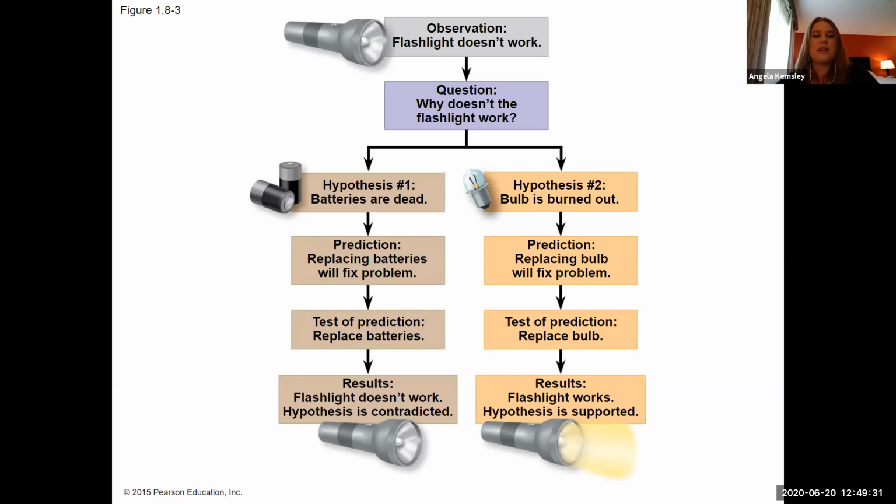So for hypothesis number one, we're going to replace the batteries. Then we're going to turn it on, see if it works. For hypothesis number two, we're going to replace the bulb, turn it on, see if it works. And if you replace the batteries and the flashlight doesn't work, then we're going to reject that hypothesis. If it does work, then we will, what we call fail to reject, which is kind of like accept our hypothesis. And we'll do the same thing for the bulb burned out.